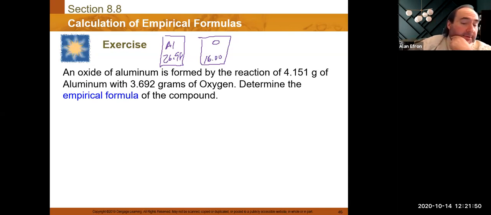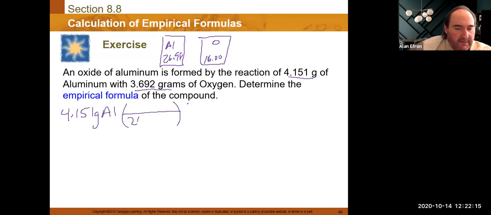Okay, so let's take a look at this one. In this case, we're not given any percentages. We're just given the grams. So don't go backwards and figure out percentages. We just continue forward, which means we need to convert from grams to moles. We have 4.151 grams of aluminum. We'll use the molar mass from the periodic table for aluminum, which is 26.98 grams per mole. We also want to convert our oxygen into moles using the molar mass, which is 16 grams per mole.